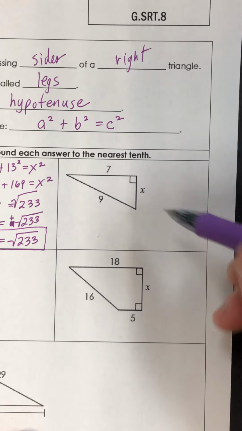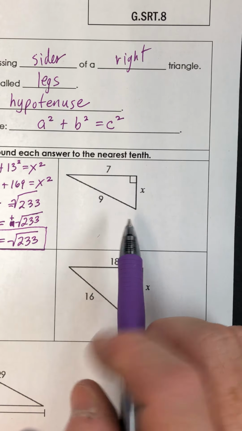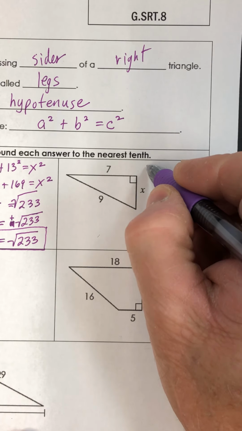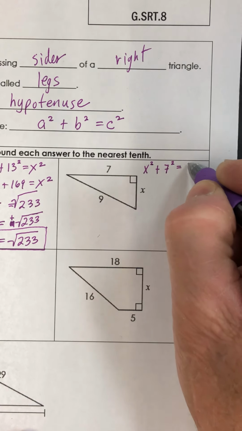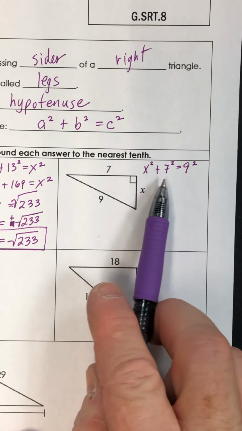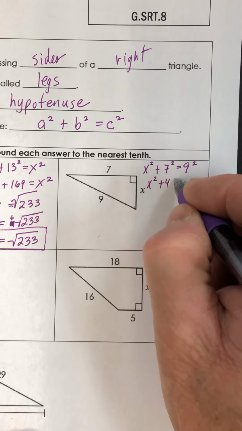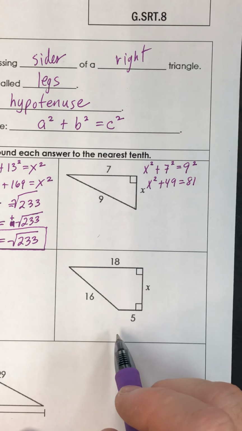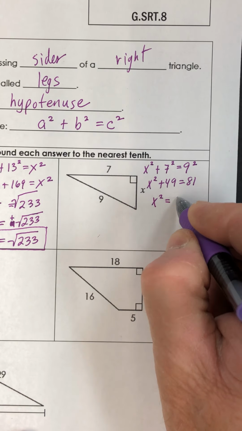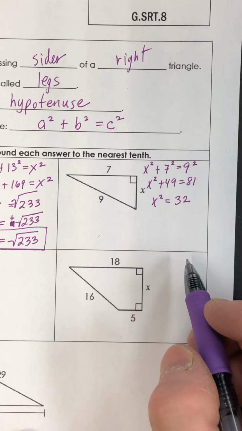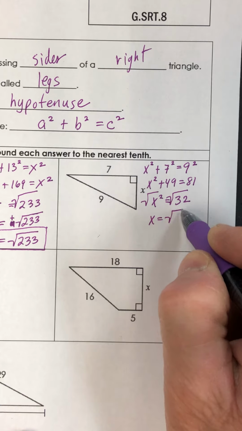Okay, over here. Now, one of the legs is x, and the other leg is 7, and the hypotenuse is 9. So this sets up just a little differently. You'll have x squared, one leg, plus the other leg, 7 squared, equals 9 squared. So you can see we'll subtract here to get x squared by itself. So x squared plus 49 equals 81. Subtract 49. x squared is going to equal 32. Then I square root both sides. So x will equal the square root of 32.